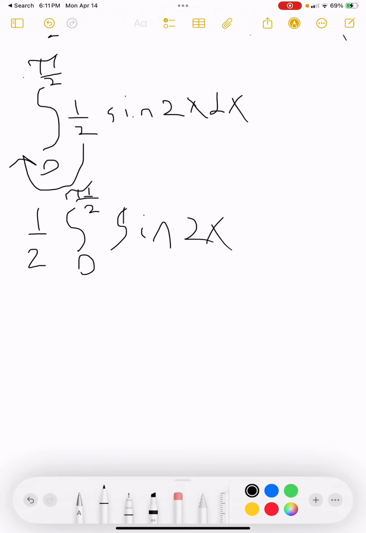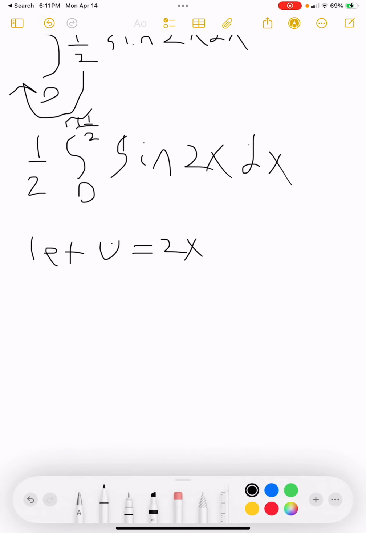Alright, so now I said let u equal 2x. Oh, I forgot the dx over here, sorry. So now, what does that mean for dx? Well, you say, oh, let's take the derivative of both sides. So we get du is equal to 2 dx, of course.